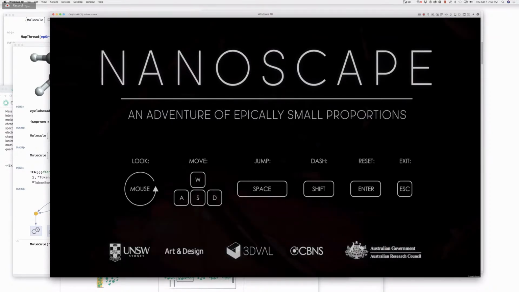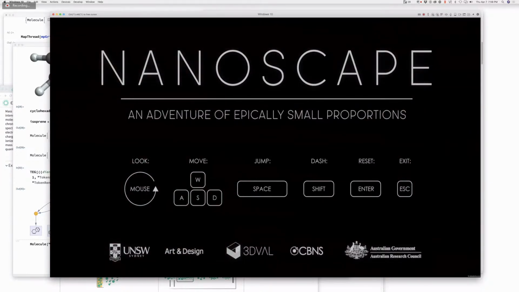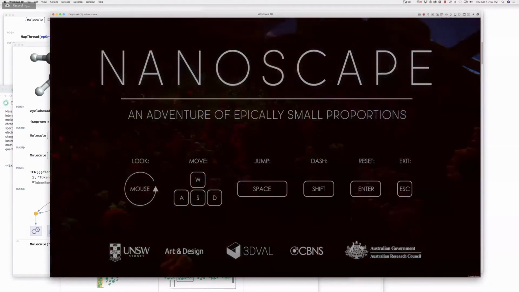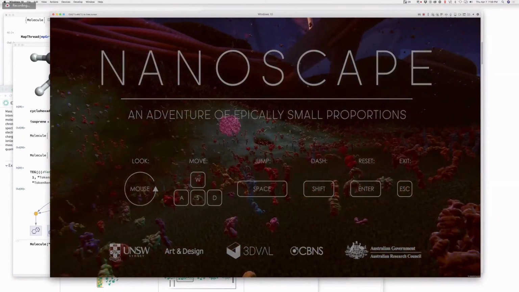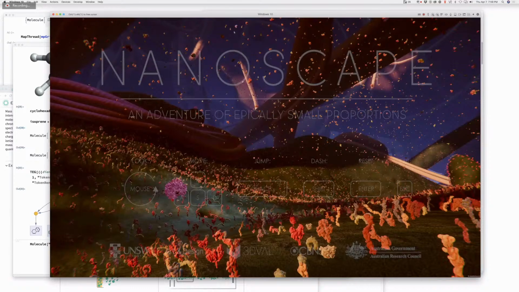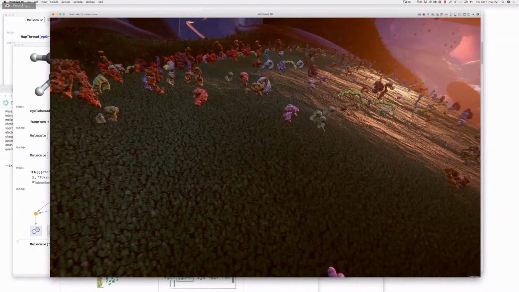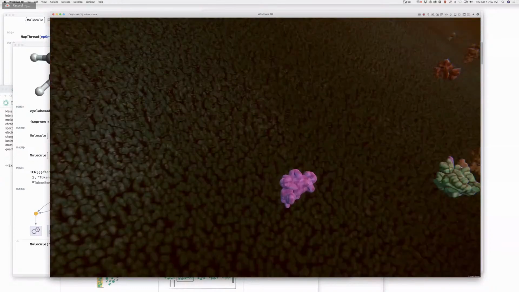Is that help? Where's my mouse? Oh, here we go. Okay. Okay, we got weird, eerie sounds, but I just want to see where. Help! How do I get anywhere? What do I do here?